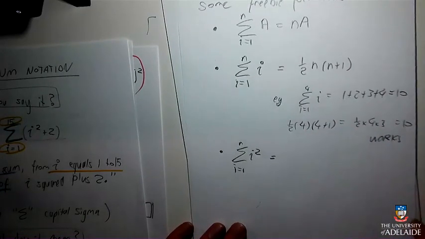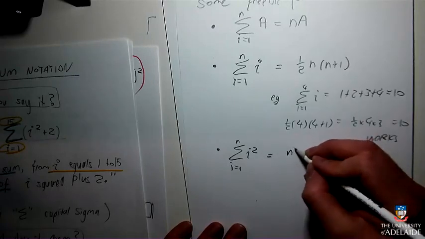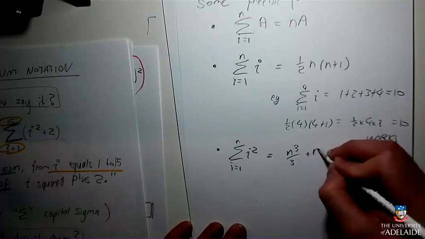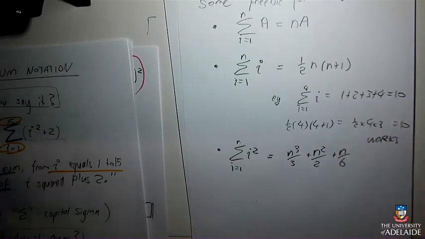I can only remember one version of this formula. There's two versions and I can't remember both. I can only remember one. It's n cubed on 3 plus n squared on 2 plus n on 6. There's a factorized version as well. I think it's a sixth of n plus 1, 2n plus 1. But I'd have to expand it out to see if it works out to the same answer.